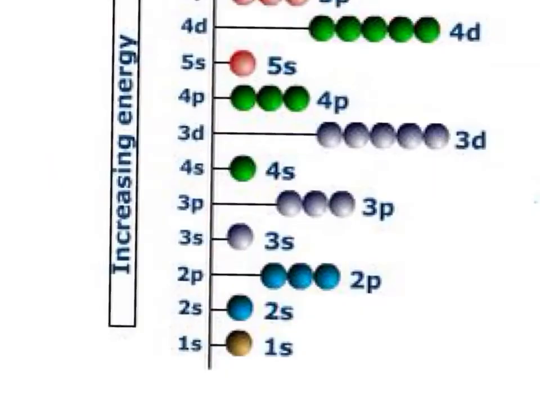Alright, so here's a real quick practice. This is not using the ground state electron configuration that we talked about briefly. This is just using an energy diagram.